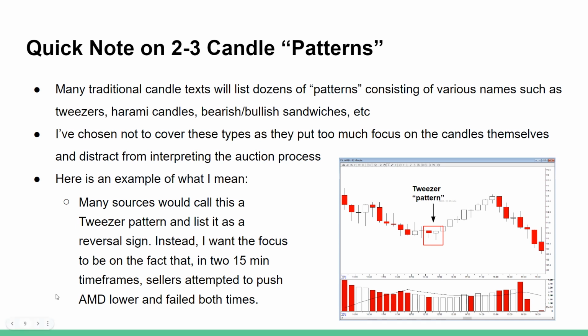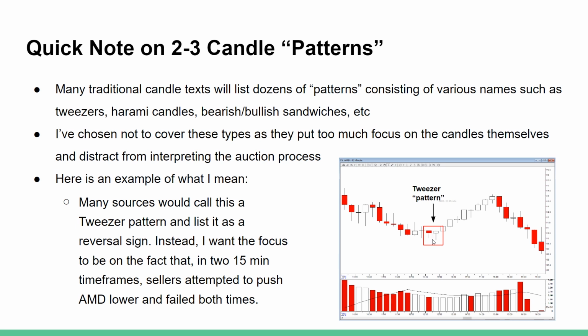So, one example of this is off to the right on AMD here. A lot of books would call this a tweezer pattern, and it is kind of a reversal pattern. It does, I guess, kind of look like a pair of tweezers maybe, but instead of focusing on this and saying, oh, it's a tweezer pattern, I need to do X, I want you to focus on the fact that in 2 15-minute time frames, sellers attempted to push the price lower and were rejected by buyers both times, right?